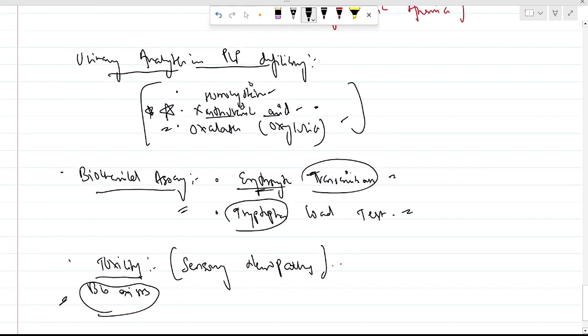Then I've forgotten this one. In the biochemical assay, I'll add another one. The third one can also be measurement of PLP in blood. We measure the level of pyridoxal phosphate, or the level of the active coenzyme form of any other vitamins, in the urine or in the blood. So this level of PLP in the blood can also be measured in the biochemical assay.